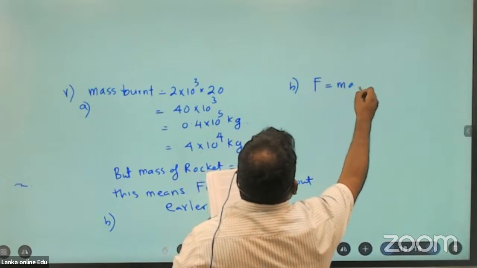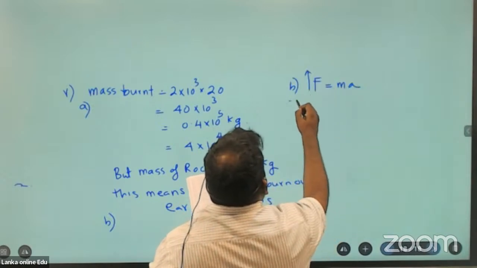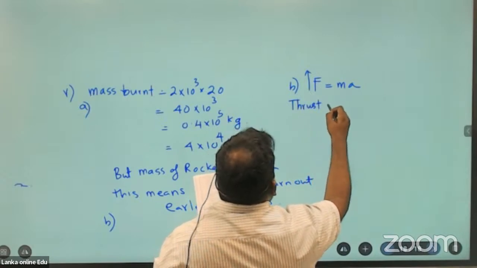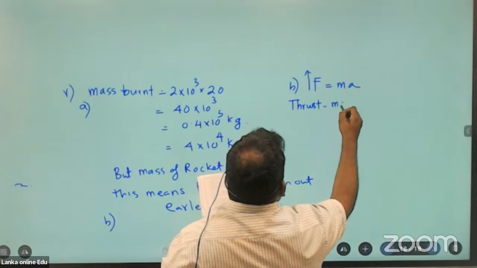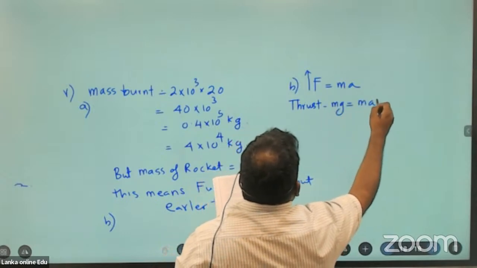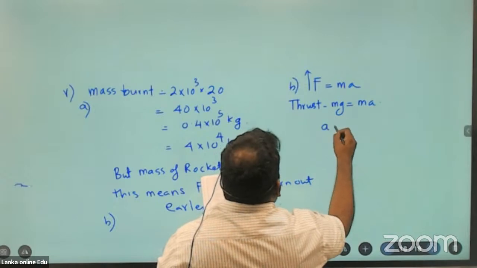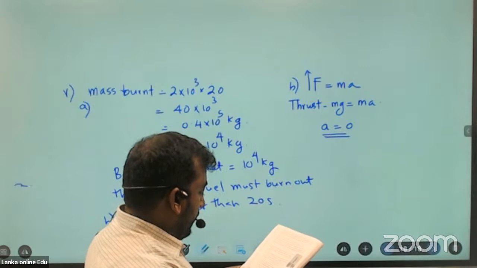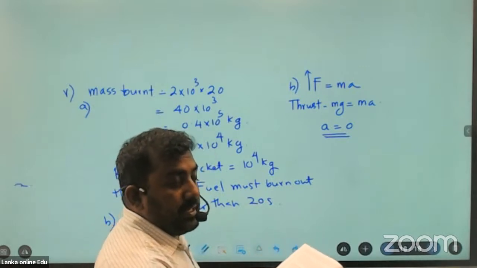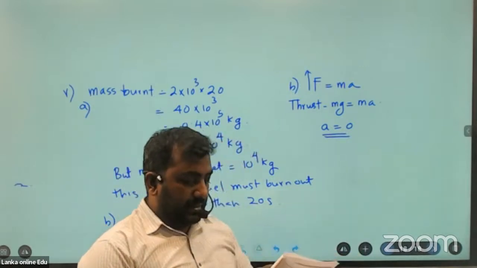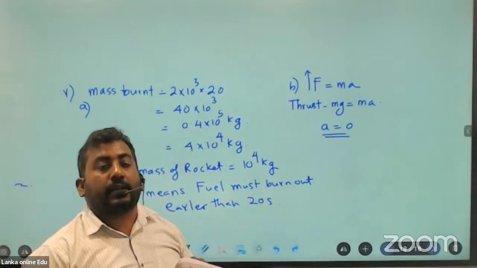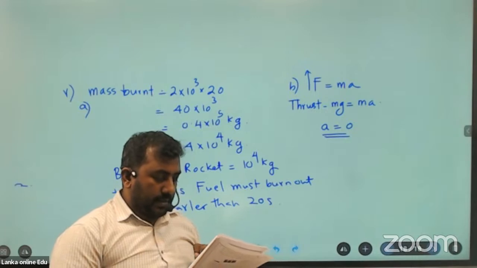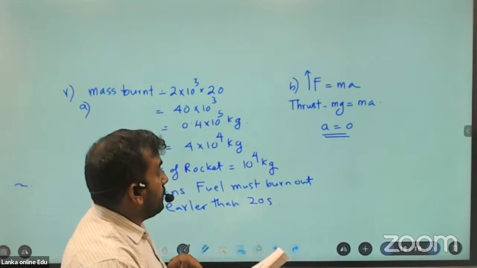So if I apply F equals ma upwards, thrust is just equal to weight. Thrust is equal to weight means initial acceleration how much? 0. So that correction there, right? The thrust is just equal to the weight. Okay? The initial acceleration will be 0.